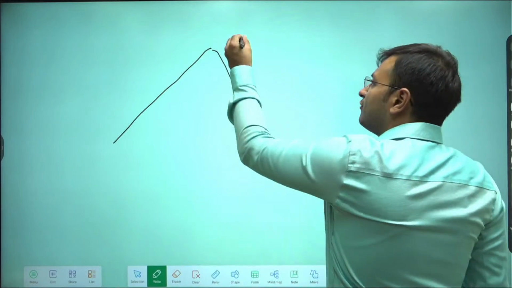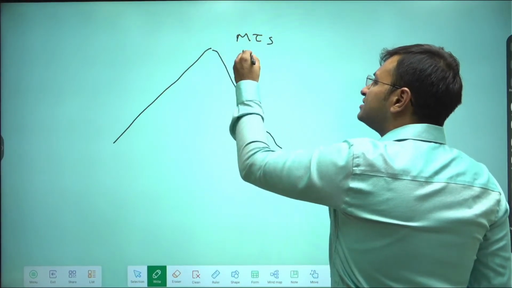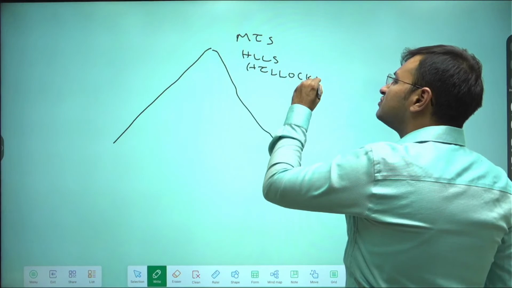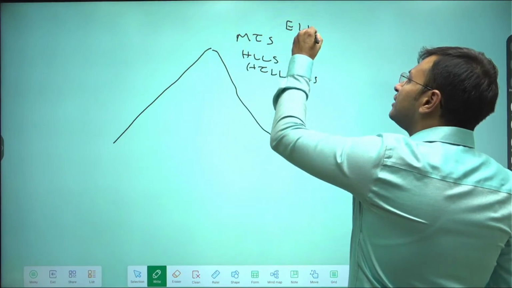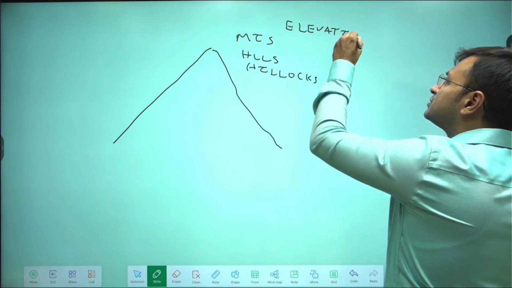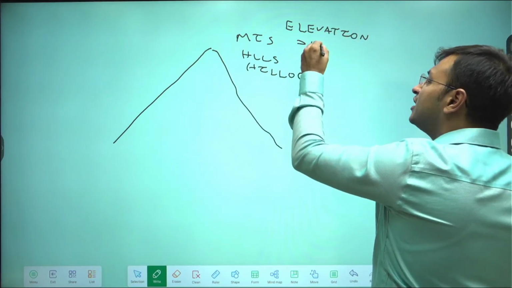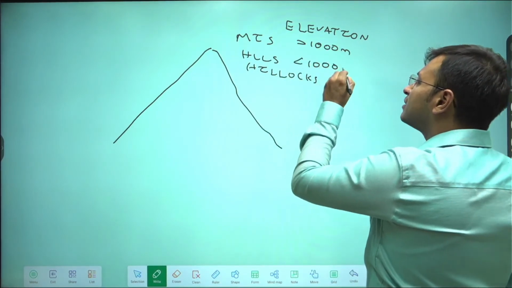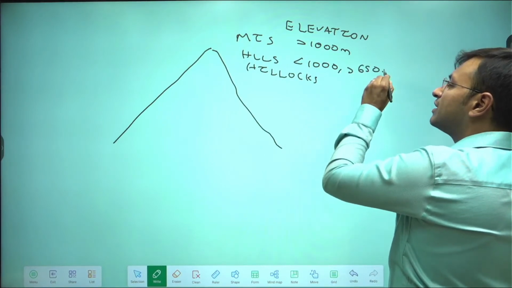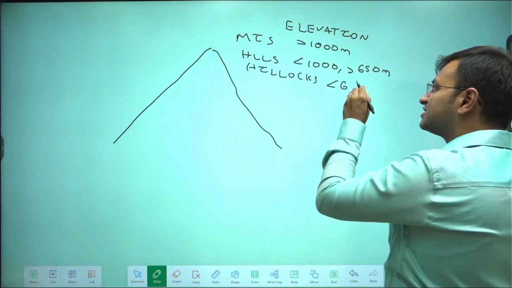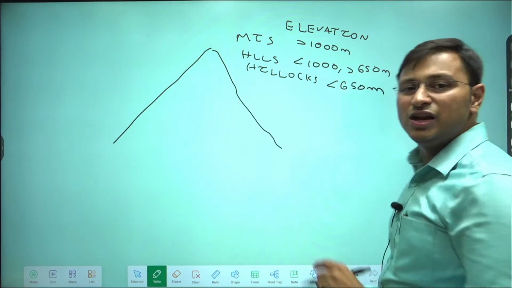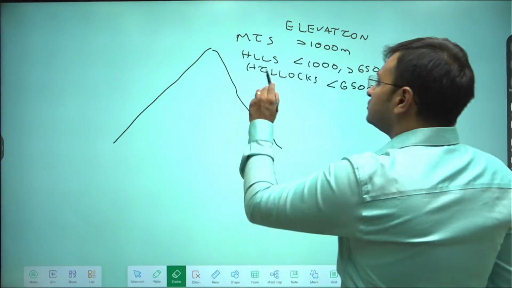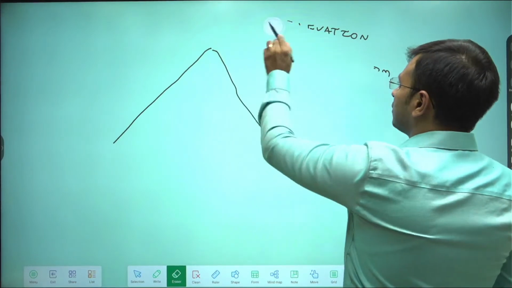I will write it for you. You have mountains, you have hills, and you have hillocks. So a mountain is what? Any elevation which is more than 1000 meters will be called a mountain. Any elevation which is less than 1000 meters but more than 650 meters will be called hills. And any elevation which is less than 650 meters will be called a hillock. So consider now the mountains, any elevation more than 1000 meters.